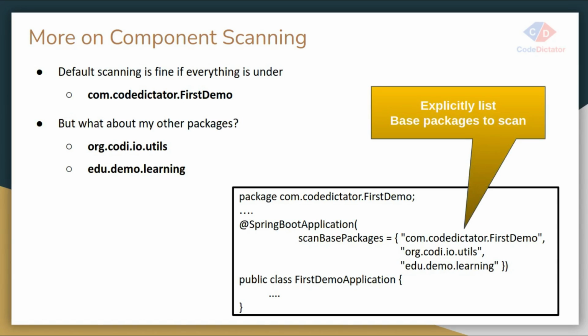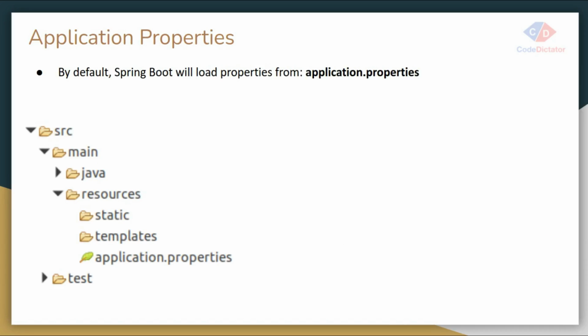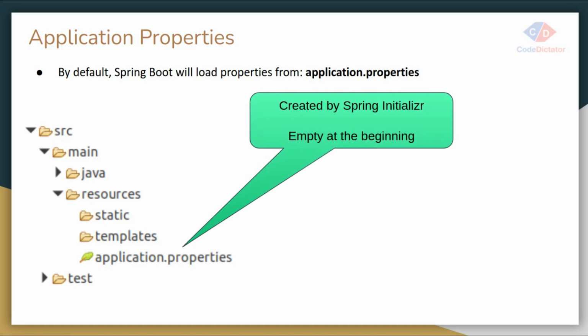Explicitly, you can list all the base packages for scanning. So let's go with the application property file. If you see our package structure, we have src, main, resources. In the resources we have the application.properties file, which is created by default, and it is loaded when Spring Boot starts. That time it loads the application properties file created by your Spring Initializr, and at the beginning it is completely empty, so we can set all the properties over there.